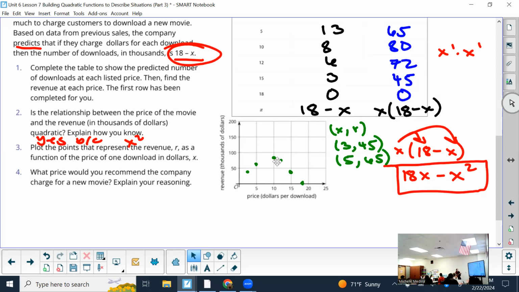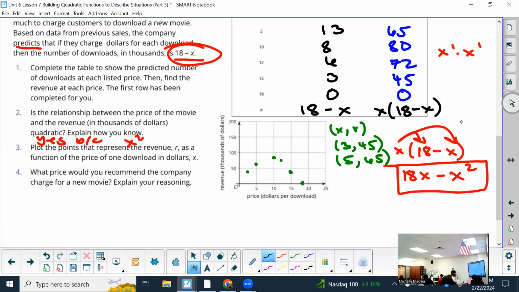Does this look quadratic to you? Yes, and we already established it should be quadratic because it has an X squared in it. It is U-shaped. Where would be the maximum revenue? For the points that we plotted, the best point is when the price is $10.